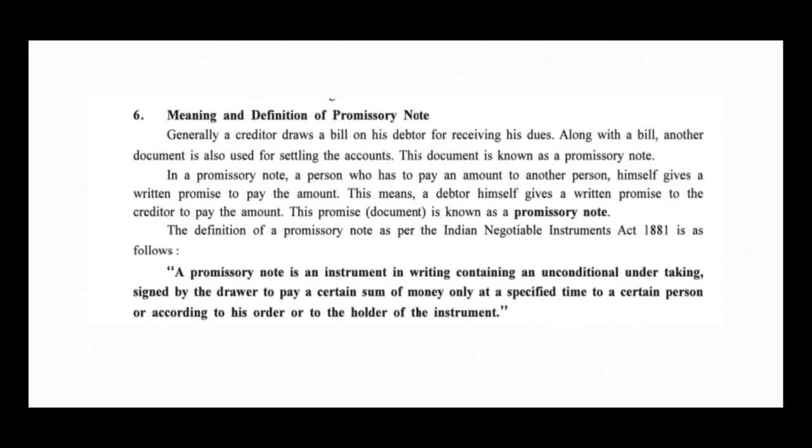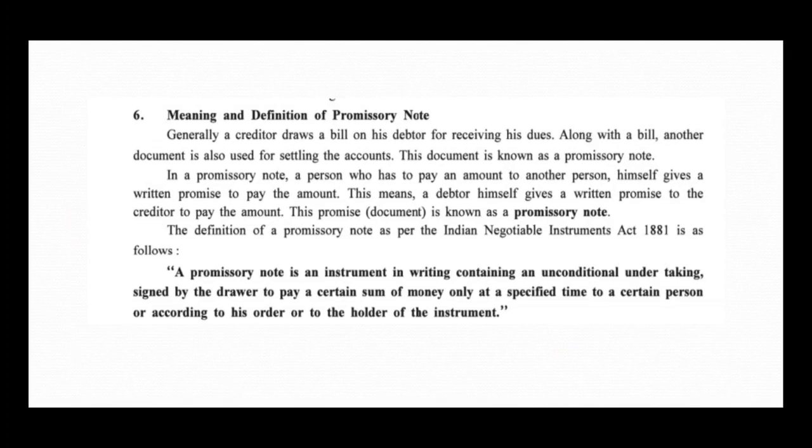Generally, a creditor draws a bill on his debtor for receiving his dues. Along with the bill, another document is also used for settling the account. This document is known as promissory note. In a promissory note, a person who has to pay amount to another person himself gives a written promise to pay the amount. This means a debtor himself gives a written promise to the creditor to pay the amount. This promise or document is known as promissory note.